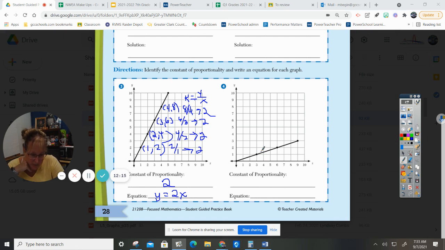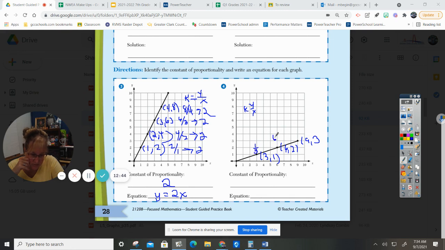This is what I'm going to label as well. So this one will be 3, 1, 6, 2. And this one is 9, 3. So remember my k is y over x. So in this case, this one is 1 over 3.